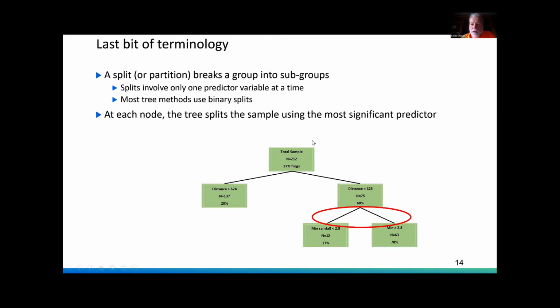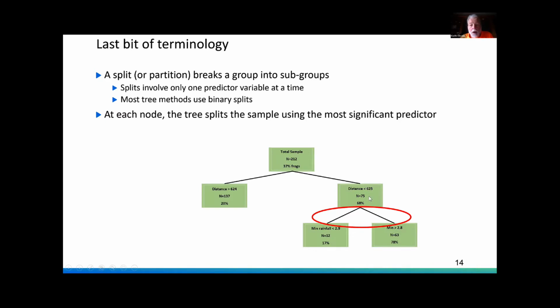So what the tree did at the first node, back when we had 212 locations all in one pile, is it looked to see the single variable that was most discriminating in terms of whether there were tree frogs present or not, and it turned out to be distance. And so it split us into bigger distances and smaller distances.